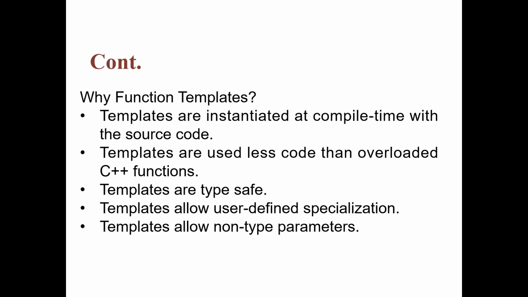Why function template? Templates are instantiated at compile time. Templates use less code than overloaded C++ functions. Templates are type safe since the compiler generates code based on the data type you specify. It ensures that the function or class works only with that type. This prevents you from accidentally mixing incompatible types and helps avoid type related errors.